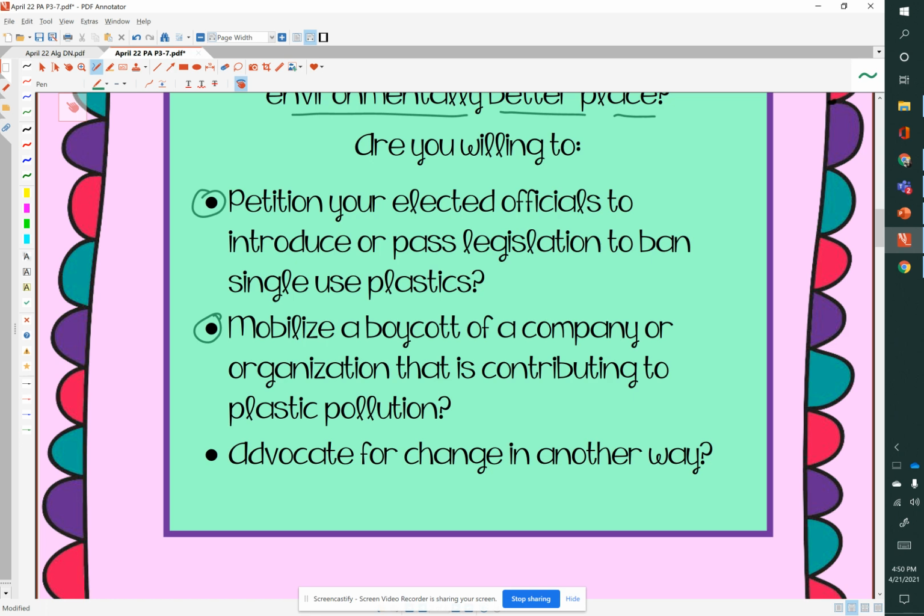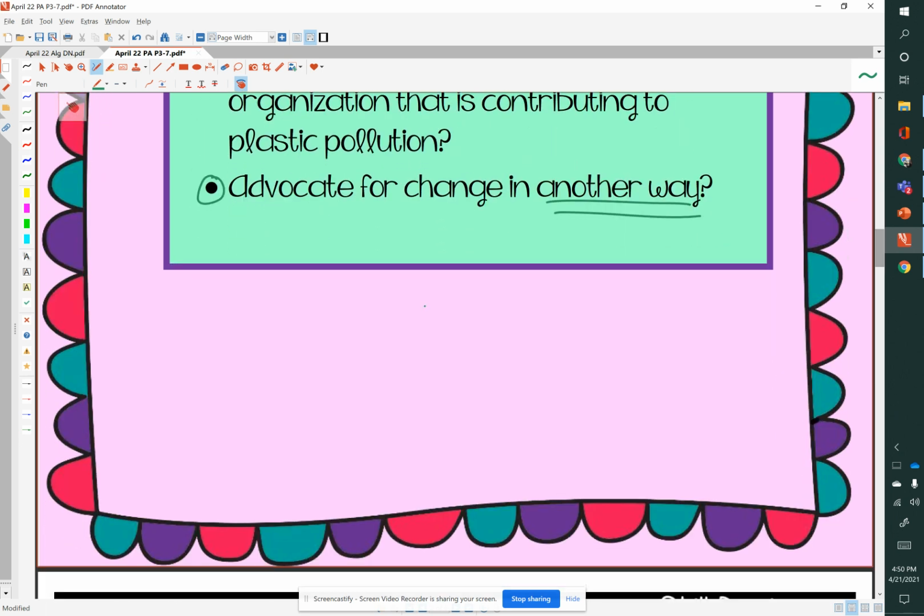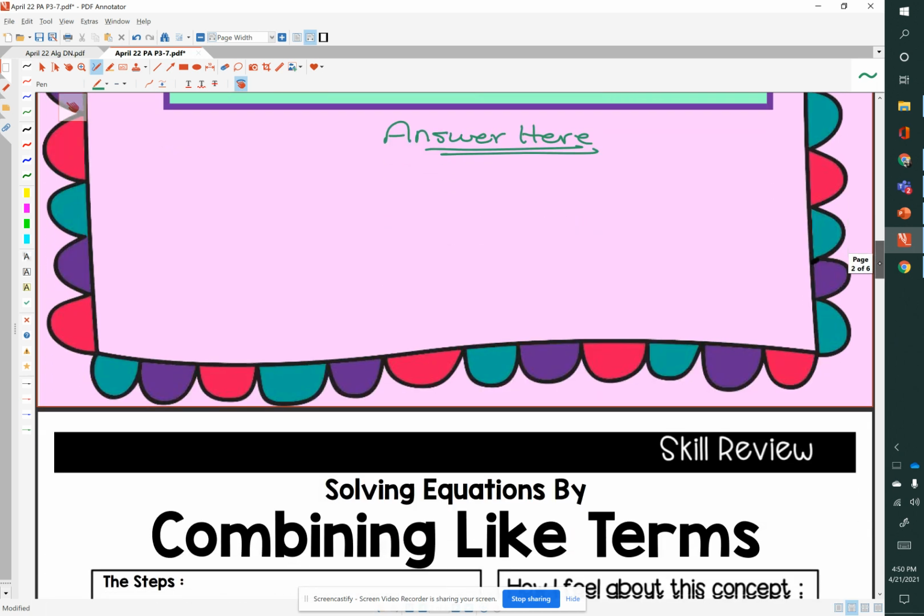Like maybe you like the soda that it comes in or something? Or are you willing to advocate for change in some other way? Think of some other way. And there are plenty of ways to be an advocate for environmental change. But I'd like you to think about what you can do, and then you can write your answer here. So that's our do now for today.